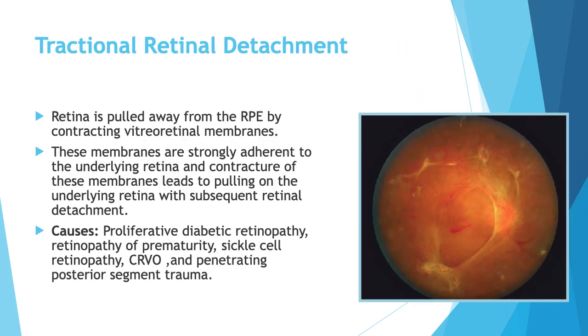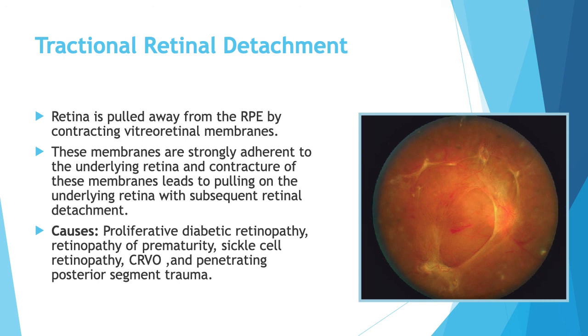The last type of detachment, also a secondary type, is tractional retinal detachment. Tractional retinal detachment means something is pulling on the retina from the surface. So the retina is pulled away from the RPE by contracting vitreous membranes like this. This is proliferative diabetic retinopathy, the advanced stage of diabetic retinopathy, where a lot of membranes and fibrous tissue form because of bleeding and long-standing diabetes, causing traction on the surface of the retina, leading to what we call tractional retinal detachment.